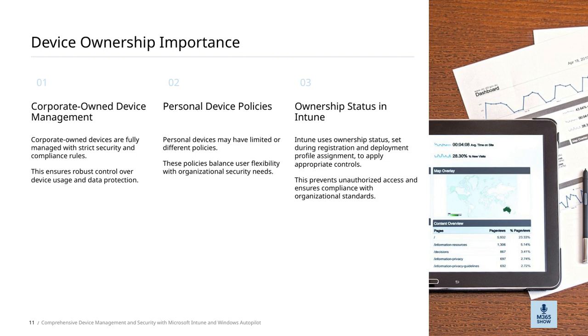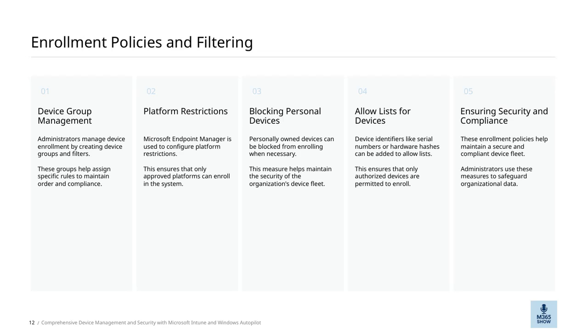On the other hand, corporate-owned devices are fully managed by the organization. They have strict security and compliance rules in place, which help us maintain control over device usage and ensure data protection. By properly setting and managing ownership status, we can prevent unauthorized access and make sure that each device complies with our organizational standards. This approach helps us create a secure, flexible environment that supports both user needs and security requirements.